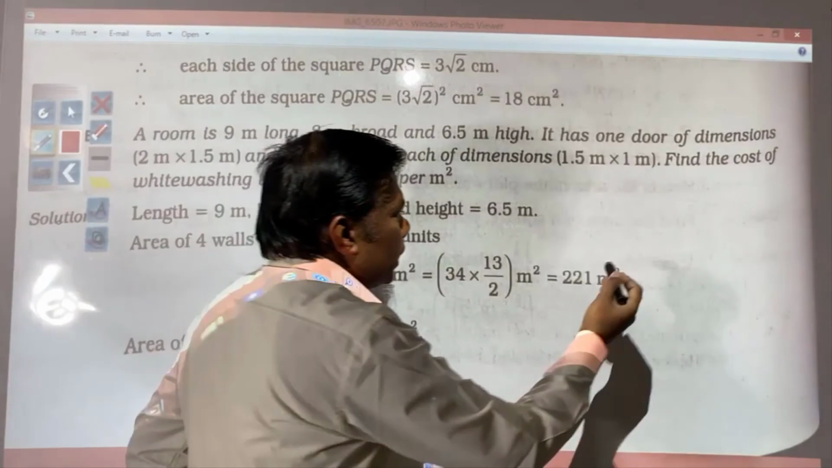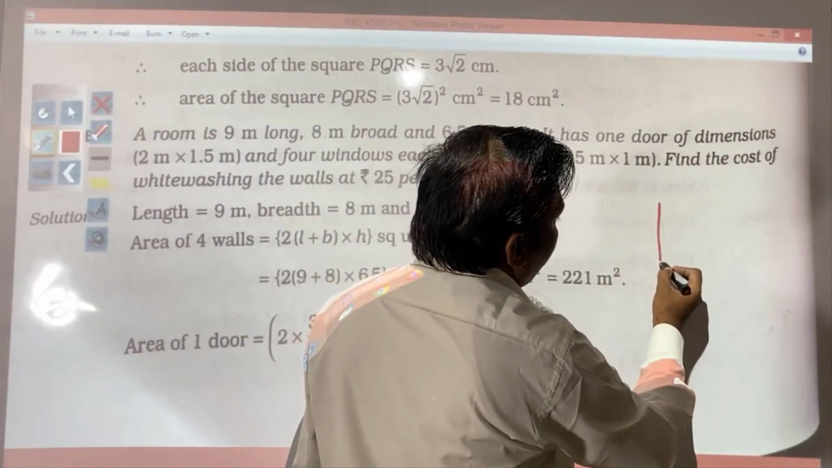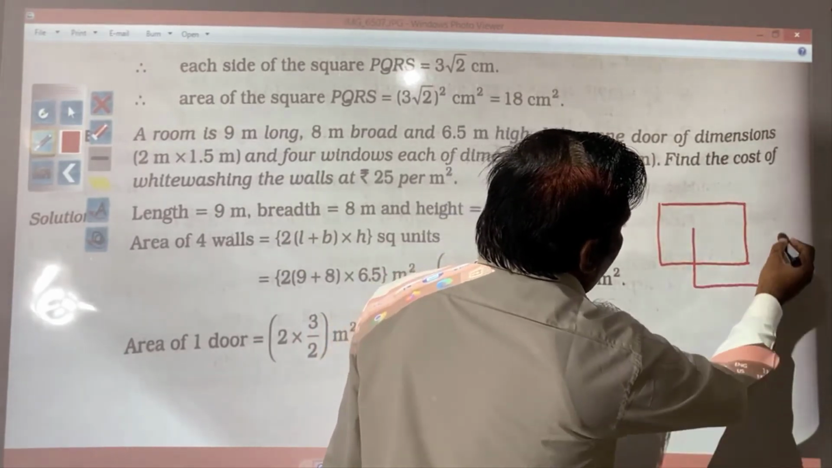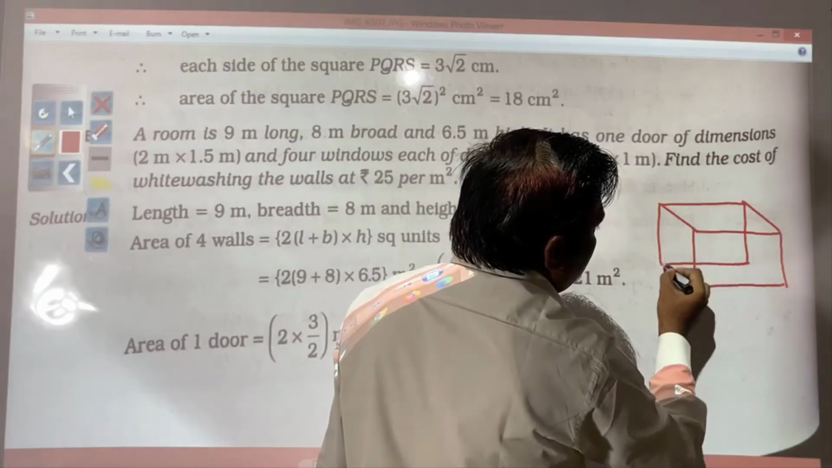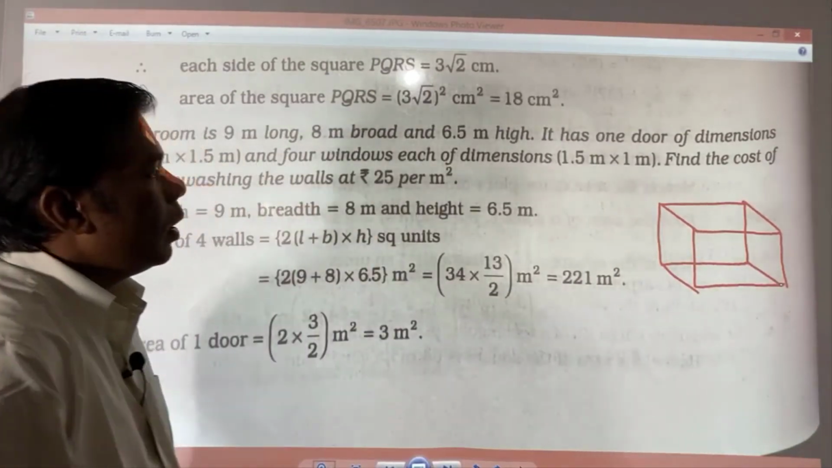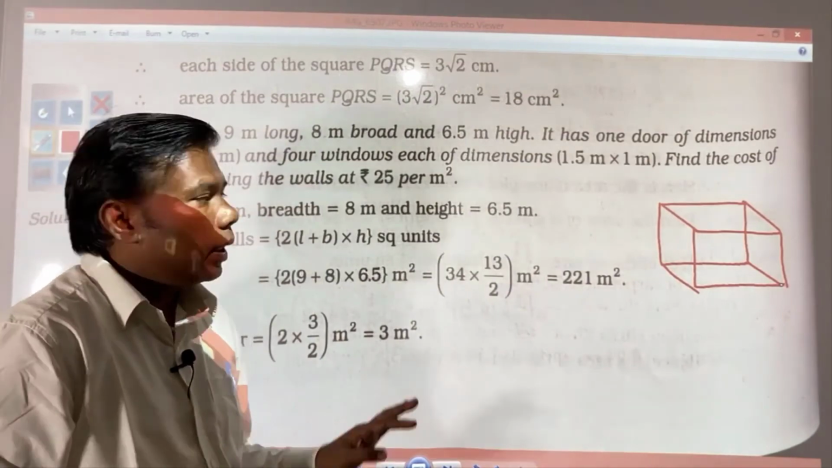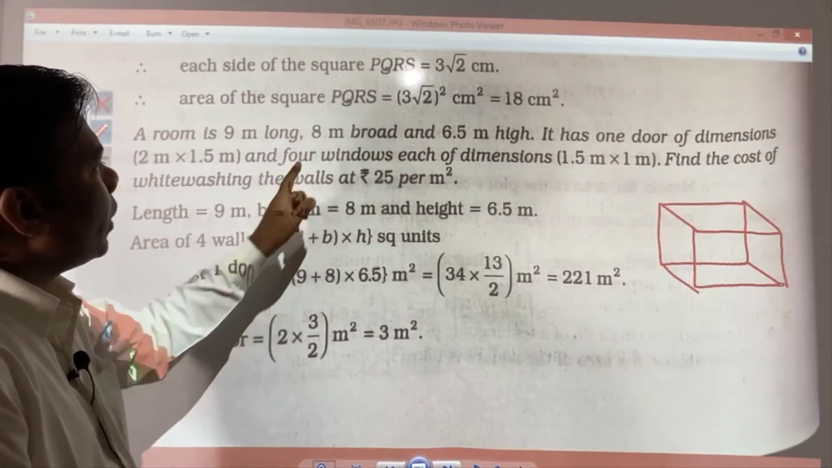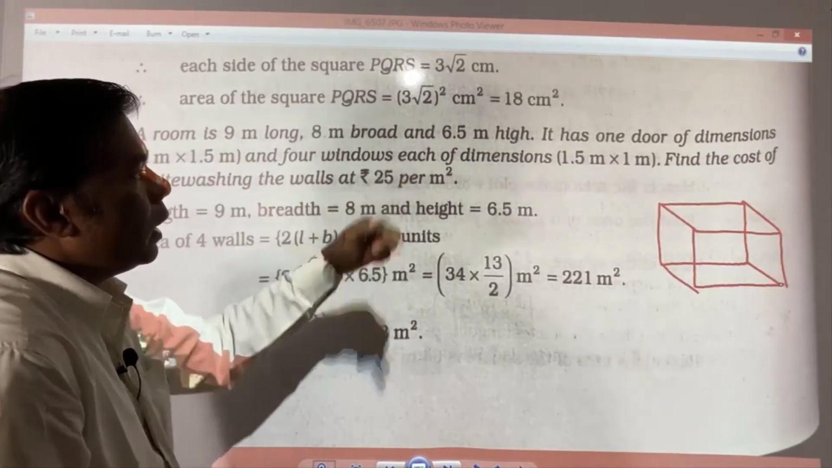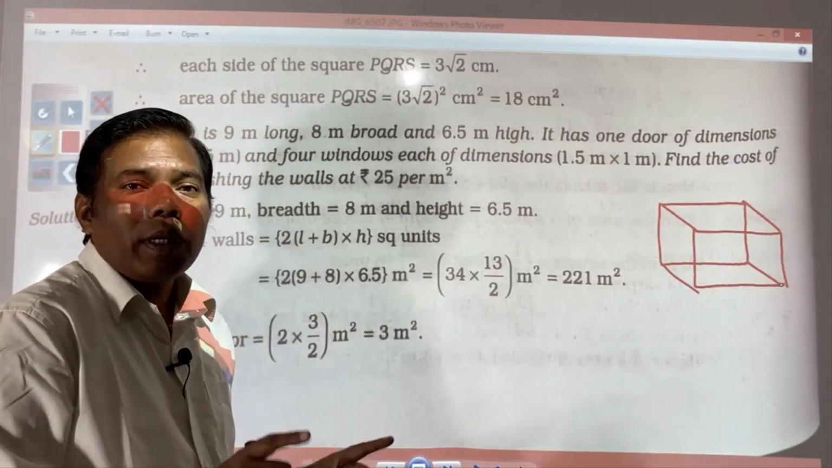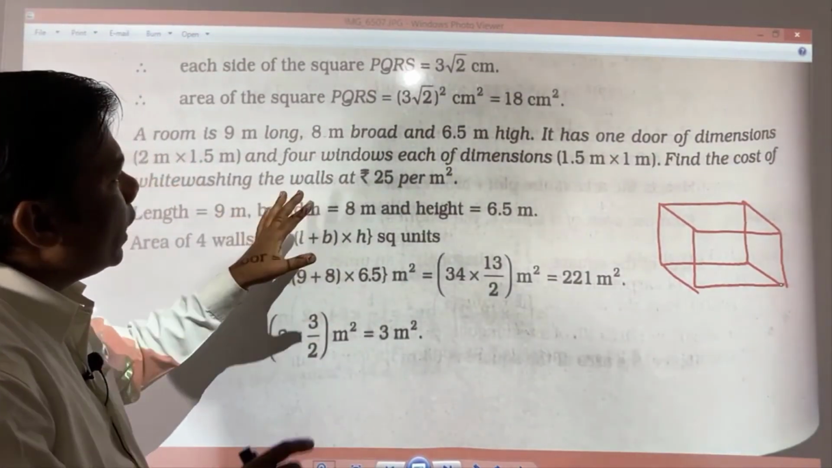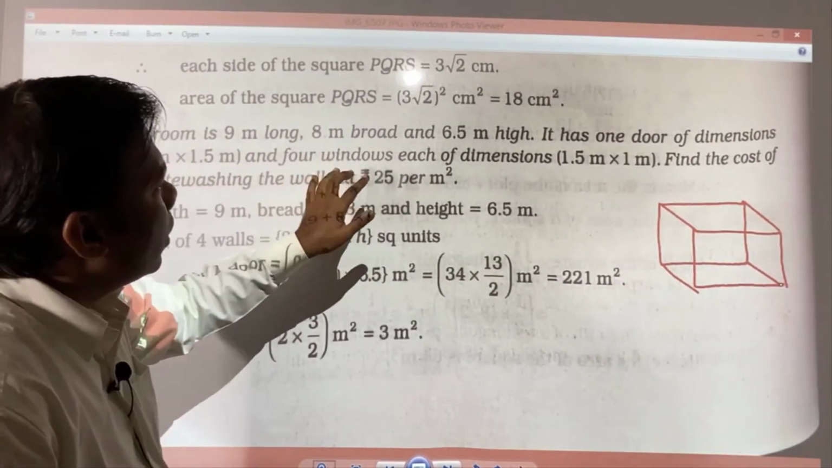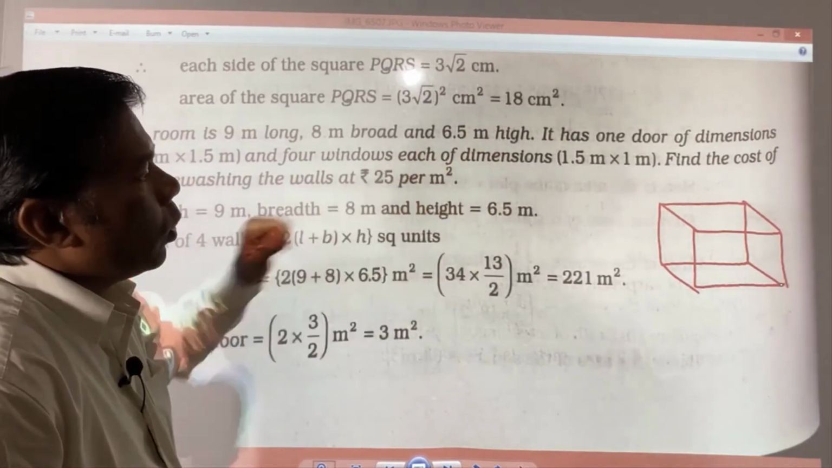As I have explained just now, if you want to find out the area of 4 walls, what formula will you apply? How can you derive this? So in this case, first of all, area of 4 walls you need to find out. That you can find out because length, breadth and height has been given. Now you need to subtract area of windows and area of doors because that is not required to be whitewashed. So you need to know area of these windows and doors.